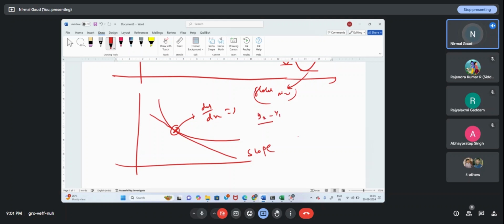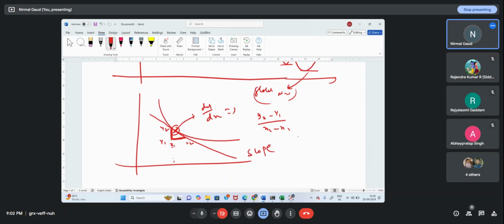Two points, y2 and y1, and x2 and x1. That's what you have to consider. Two points, very small, just like this. These two points you have to consider. Okay, x1, x2, and here it will be y1 and y2. Okay, x1, x2, y1, y2.